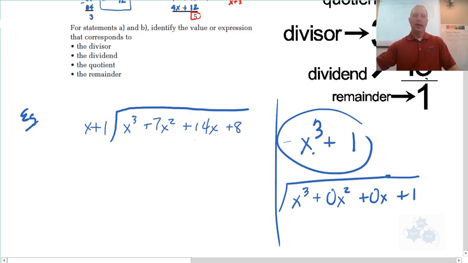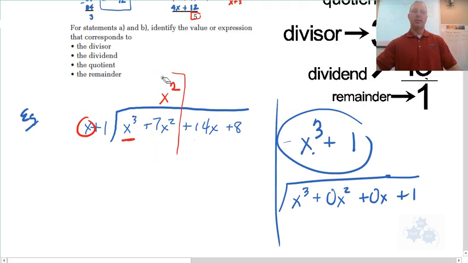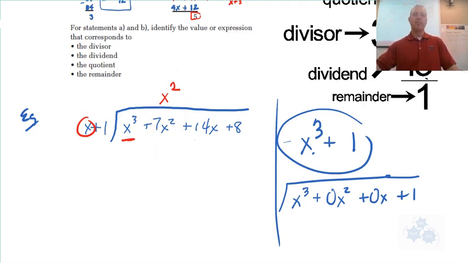All right, so x times what will give me x cubed? X times x squared. Now, what I do, the book doesn't necessarily do it, but what I do is I kind of keep all of the like terms in columns here. So I write my x squared over the x squared in the polynomial. You don't have to do that. I like doing that. It keeps things in a better order, and I know when I'm done too.